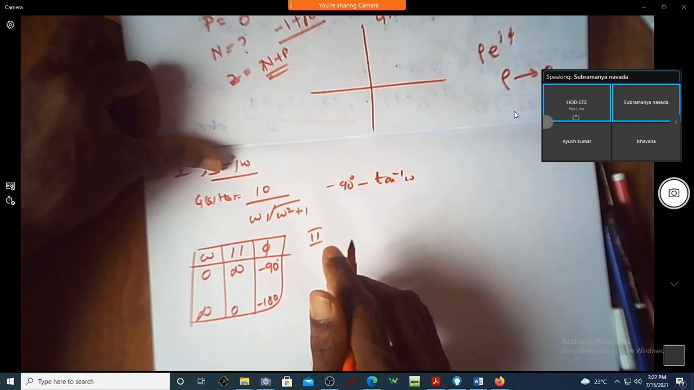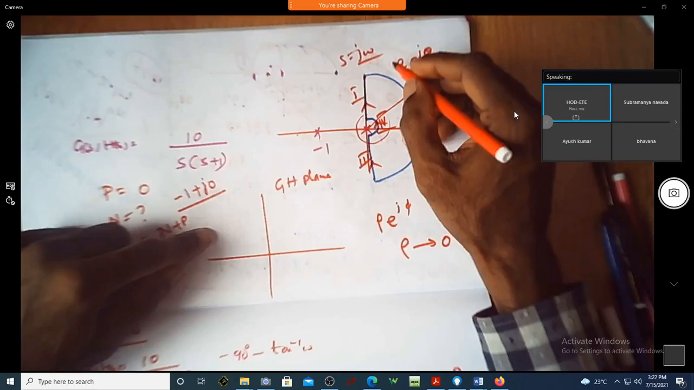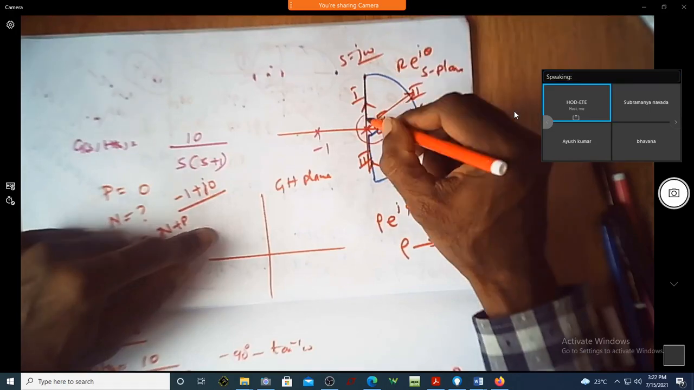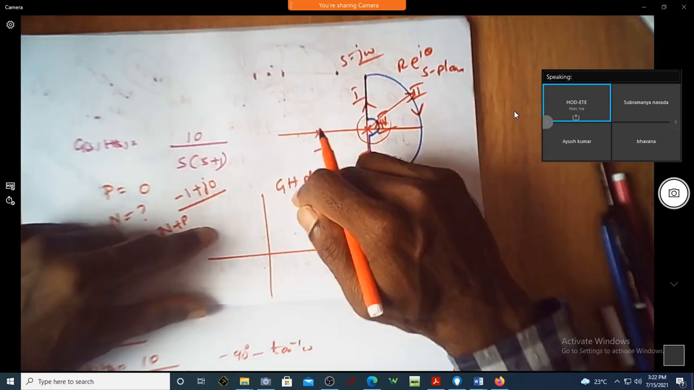Is it not 0 at an angle minus 180? Yes. Is it not 0 plus 180 degree? Yes, sir. See now, there are two runners, a two-set relay happening. Now in the first relay in the S plane, athlete 1 starts running from 0 and goes up to infinity. What is the equivalent of that in the GH plane?